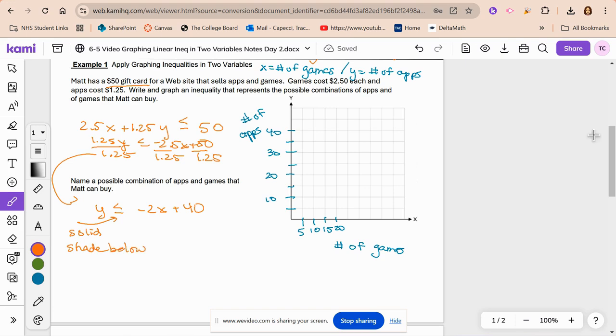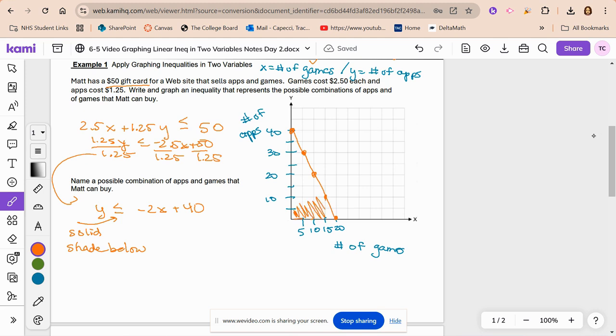Okay, so I'm going to start with 40. Now I'm going to go down 2 units. I made each unit here worth 5. So I can go down 2 units. It's consistent on both the x and the y. So I'm going to go down 2, to the right 1, down 2, to the right 1. I'm going to keep going. Now that's going to be a solid line. And I'm going to shade below.